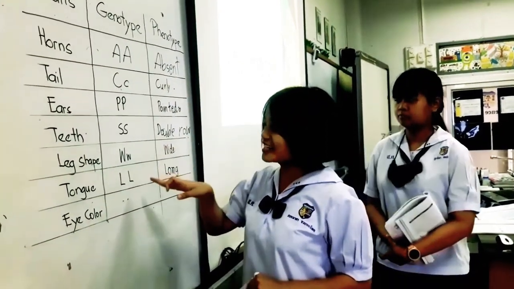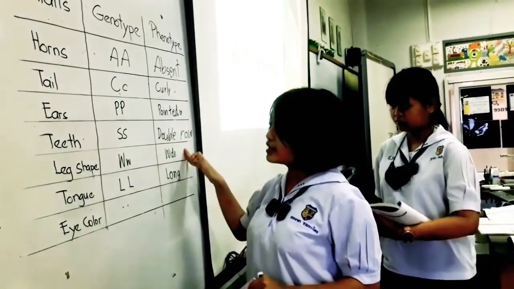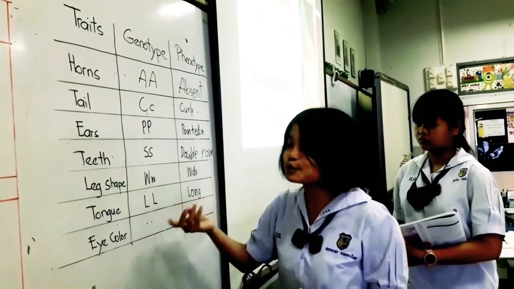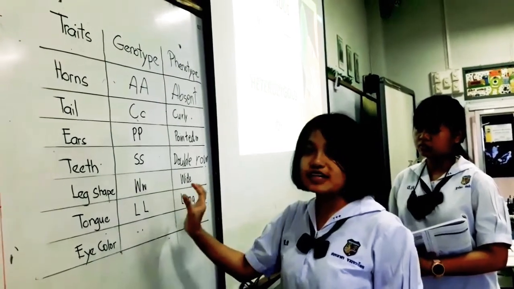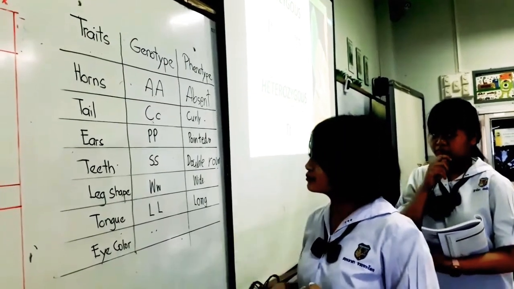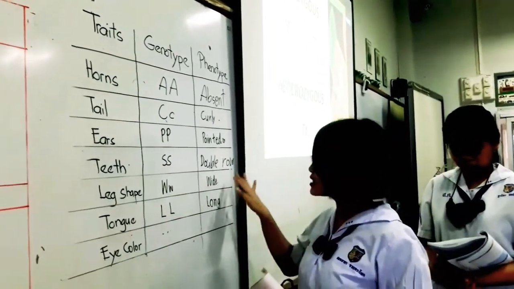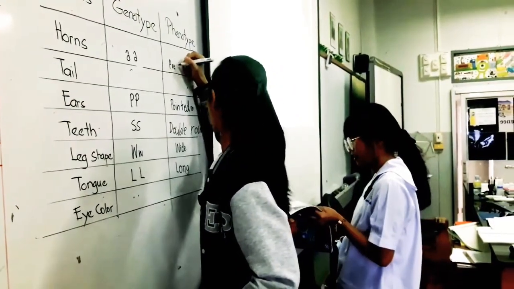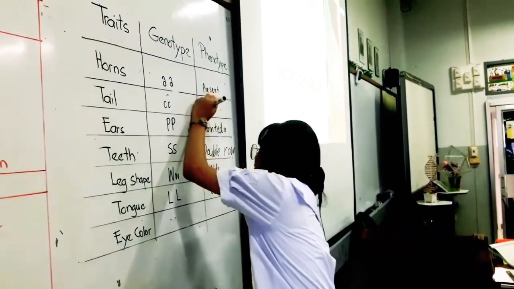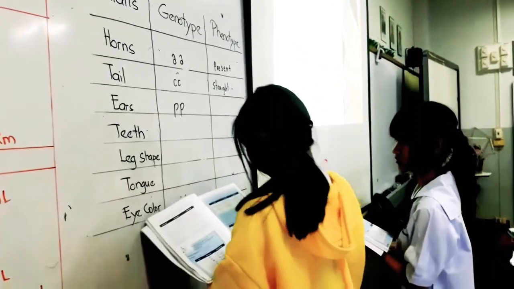And what about phenotypes? How are we going to write or determine the phenotypes? Say for example, in horns that represents absent. So it will depend on whether it's dominant or recessive, so it depends on the result of flipping a coin. Alright? Next, tail. The representation of phenotype is straight. For ears, we have pointed. For teeth, we have single row. For leg shape, we have narrow. And for the tongue, we have long.